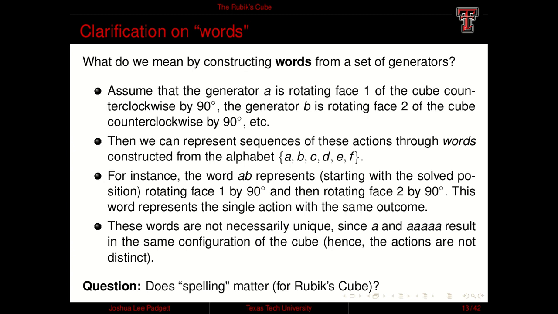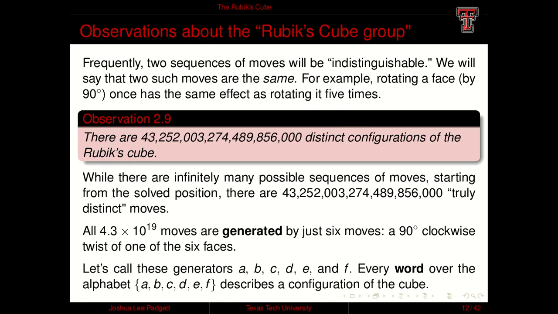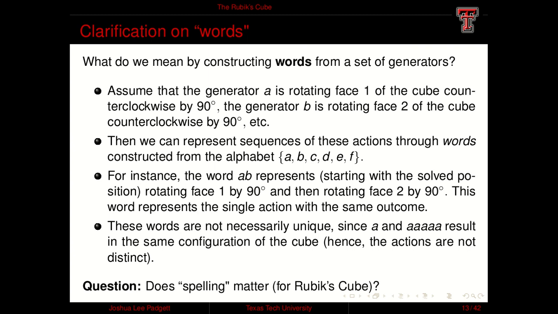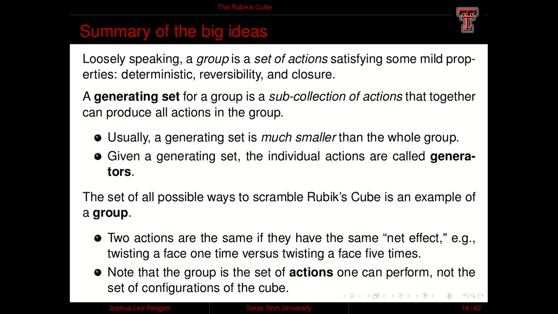So back in our previous definition, A, B, C, D, E, F is our generating set for the 4.3 times 10 to the 19 possible actions, and each individual element is a generator. All right. And the set of all possible ways to scramble the Rubik's Cube is an example of a group. The idea is when we take all of these actions and put them together into a bucket, which is kind of the idea of a set, then this is a group because it satisfies all four of the properties. And once again, two actions are the same if they have the same net effect whenever they're applied.